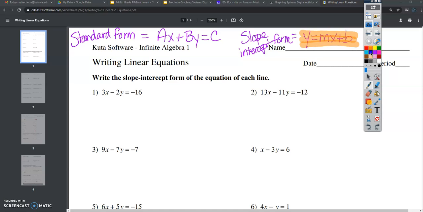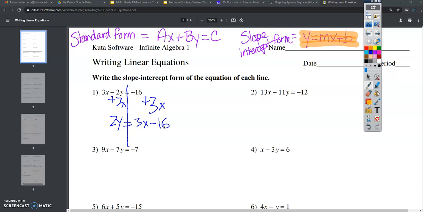So number 1 is 3x minus 2y equals negative 16. First we draw a line in where the equal sign is. Then we try to get 2y by itself. So we add 3x, and then we put it on the other side. Then we bring the 2y down, equals 3x minus 16.